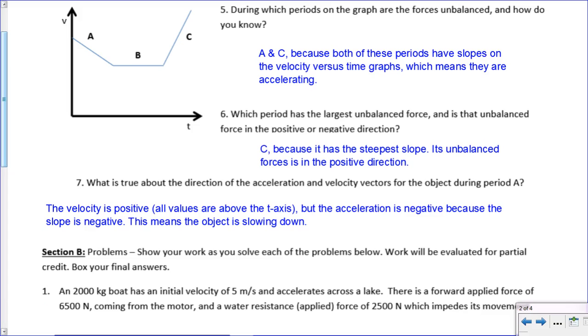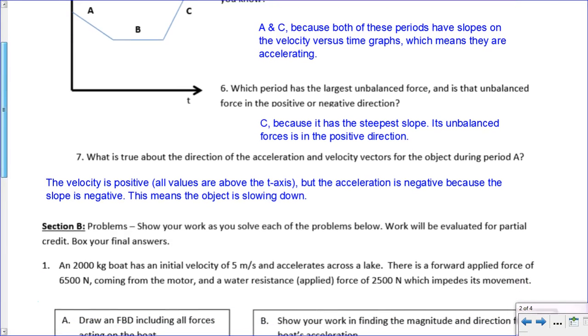So during A, it's got a positive velocity because actually during all of these periods it has a positive velocity. If your line is above the t-axis, meaning that it's in the positive part of the velocity graph, it's going to be positive. In order for velocity to be negative, it's got to be somewhere down in this region of the graph, which it doesn't even exist on this one here. So all of these velocities are positive. And then we know that the acceleration is negative because it's got a negative slope. Also, it's slowing down.